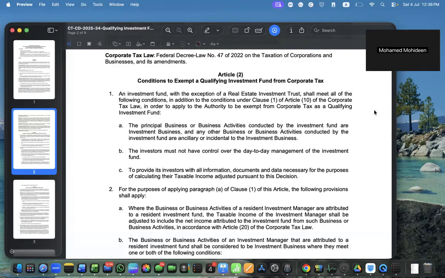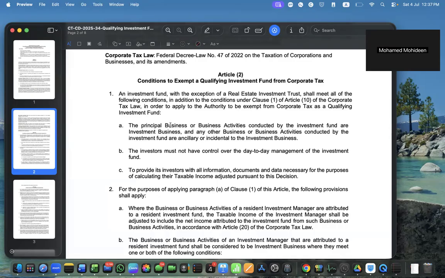Okay, let's go through this. In order to apply to the authority to be exempt from corporate tax as a qualifying investment fund. Now, what are we talking about? We are talking about the exemptions. What are the other conditions? The principal business or business activities conducted by the investment fund are investment business, and any other business or business activities conducted by the investment fund are ancillary or incidental to the investment business.